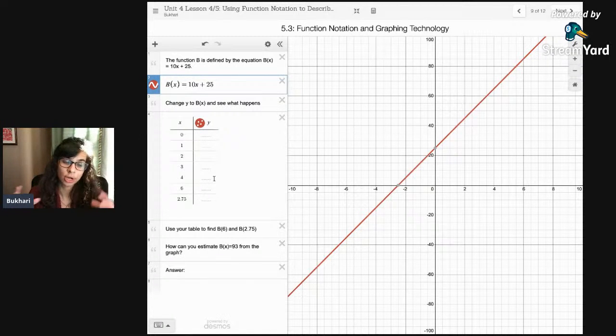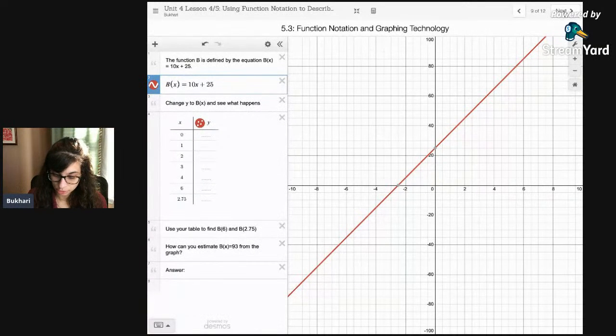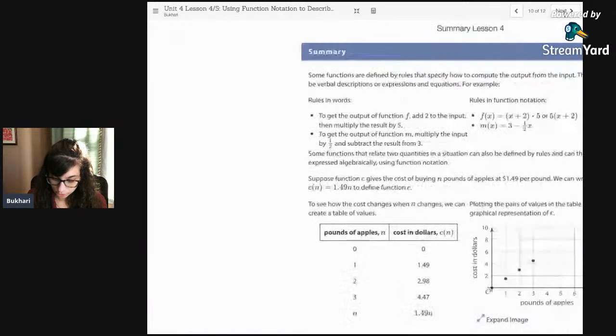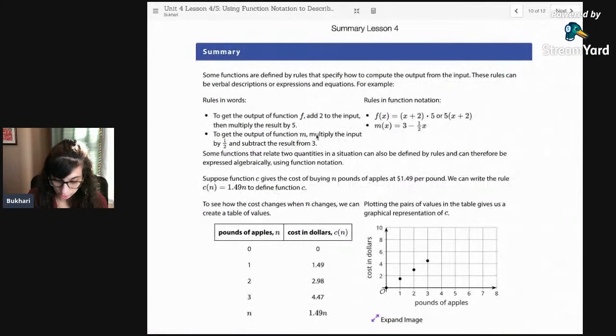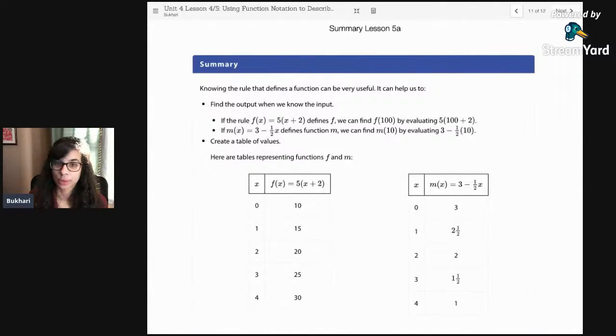So I'm just trying to teach you how to connect all those representations together and how you can use that to be successful in our function representation. And as always, if you're stuck, take a look at our lesson summary. This gives a rule, this gives your table, this gives your graph, this gives you another example as well.